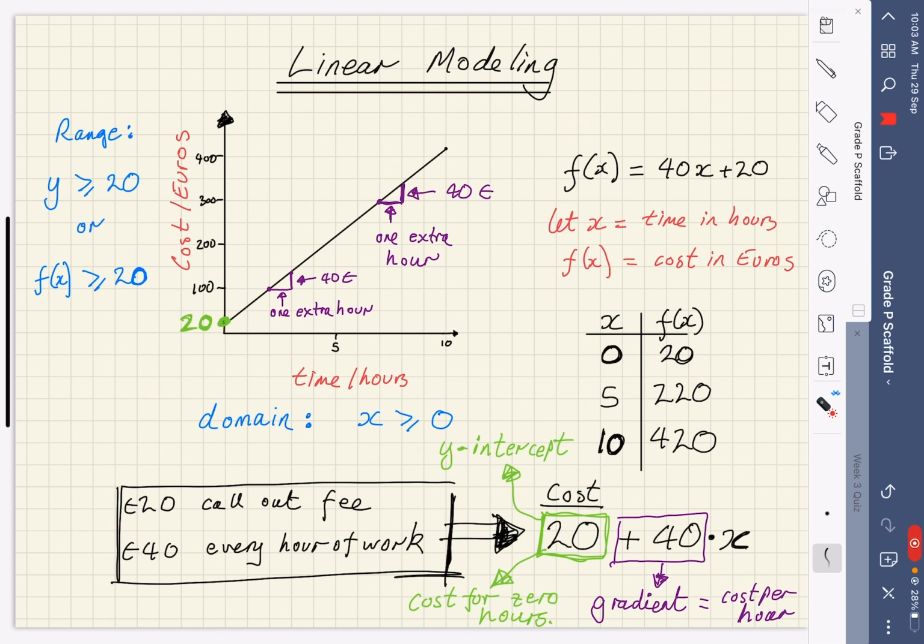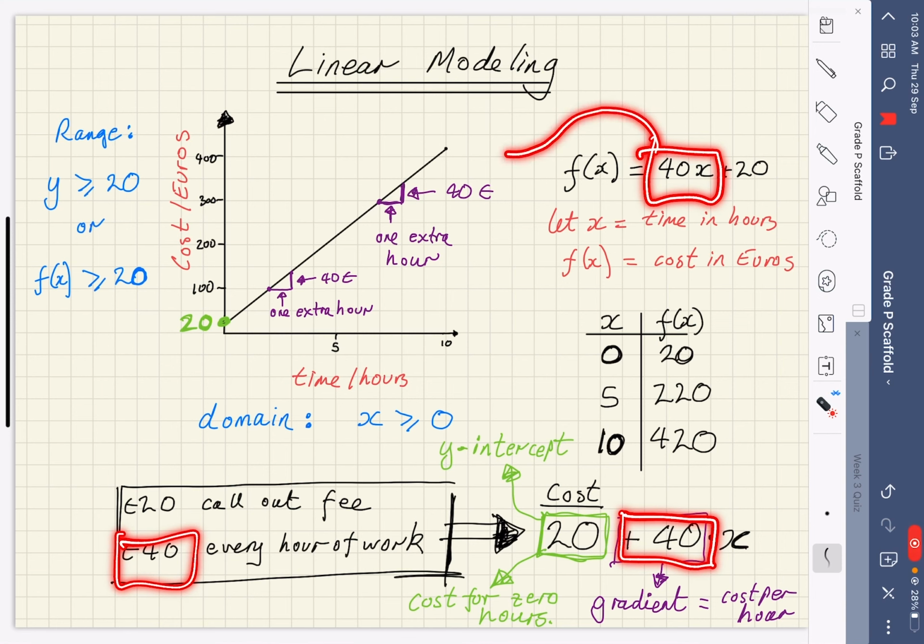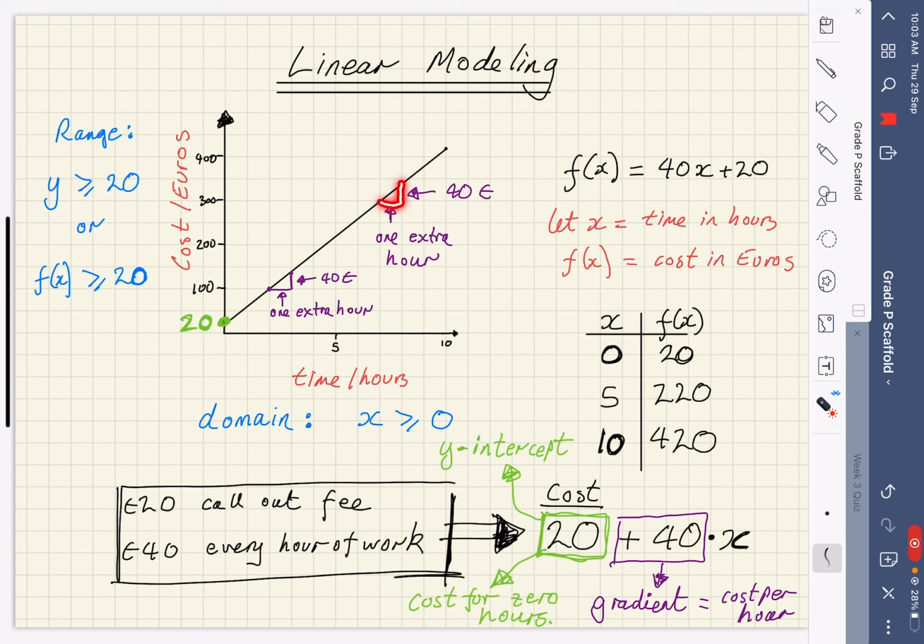Right. Now let's look at the €40 for every extra hour of work. Well, that's the €40 times the number of hours here. Okay. This 40 appears therefore here, and here, and here. And then if you have a look at the graph as well, you can see it on the graph, because for every 1 extra hour, you go up by €40. So this 40 represents the gradient of the graph, which is the cost per every extra hour.